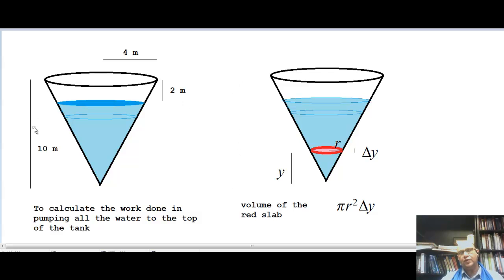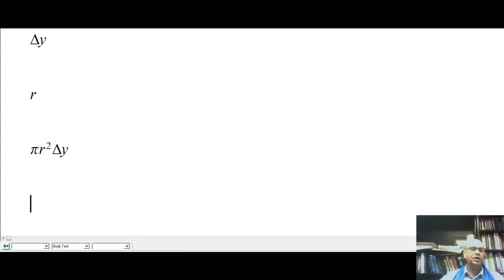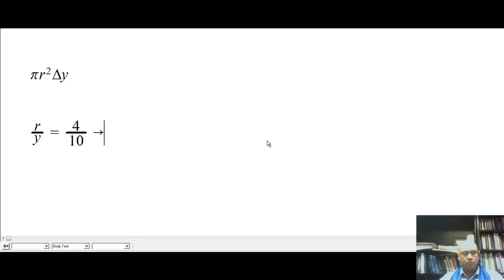That's 10, you know that, right? Okay, and this is 4, isn't it? This radius is 4. So 4 to 10 is the same as r is to y. You agree with me? Because there will be similar triangles, right? So 4 to 10 is the same ratio as r is to y. So we got what? r over y equals who? 4 over 10, so yeah, we are doing better, right?